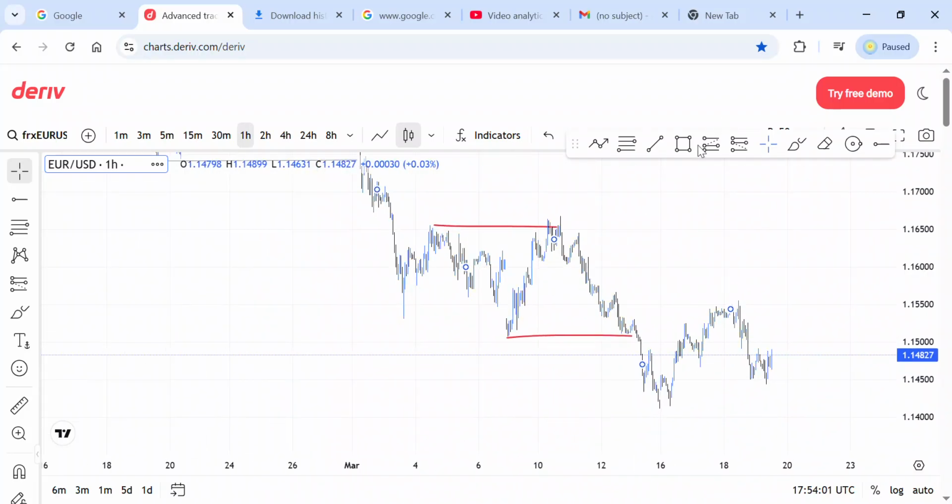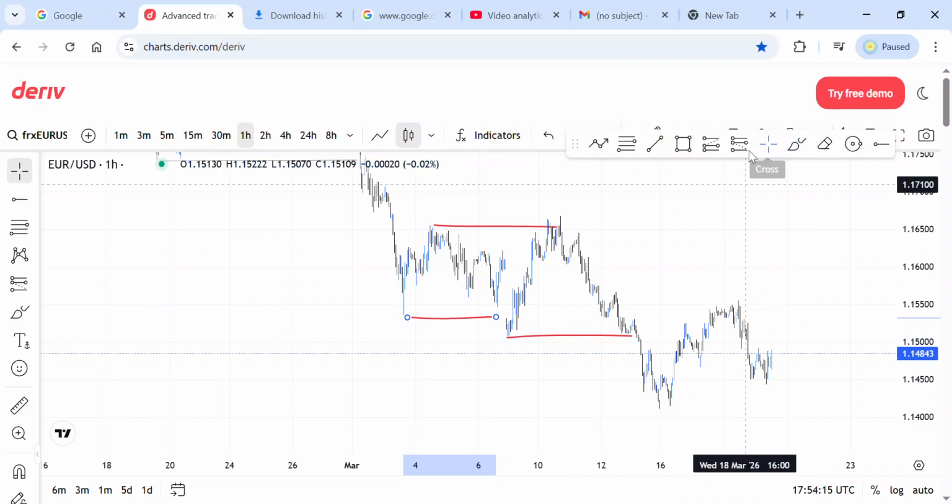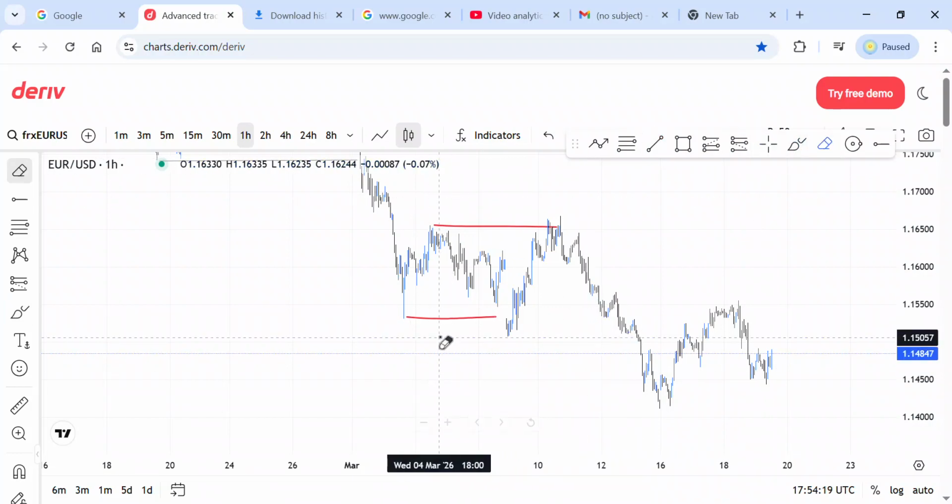I see the market taking out this liquidity, then crashing this. Although the market had taken out this low before coming back here to take out this liquidity, then later on gave us a BOS again. So let's focus on this side. The market took out this low.